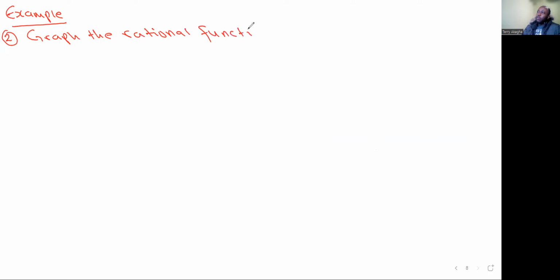Let's assume the rational function we had was y is equal to x squared plus 5x plus 6 divided by x squared plus x minus 2. So you can press pause and see if you can grab this, and then you can come back and see if we get the same answer together. All right, let's go. Let's start with the first step, step 1.